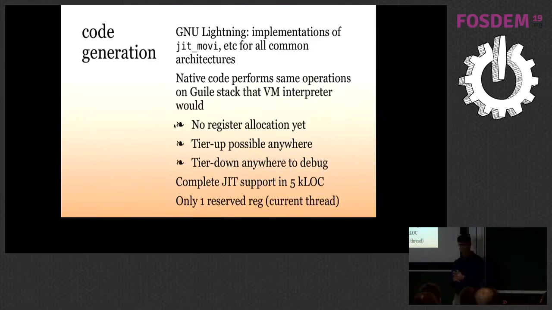The native code that Guile emits right now does the corresponding operations on the Guile stack that the interpreter would. And I don't have time to go into how the Guile stack is represented, but it means that every instruction, if it takes operands, it will load them from memory. And if it produces results, it will write them back to corresponding slots. Currently, there's no register allocation. It's a next step, and it's a necessary next step.